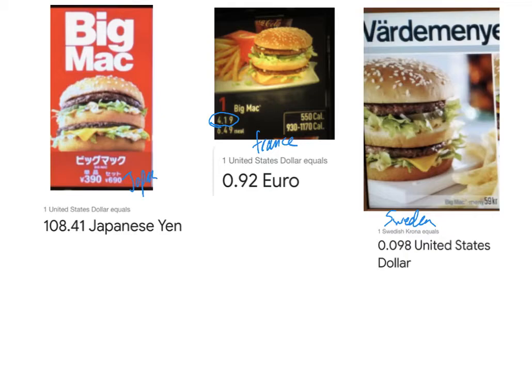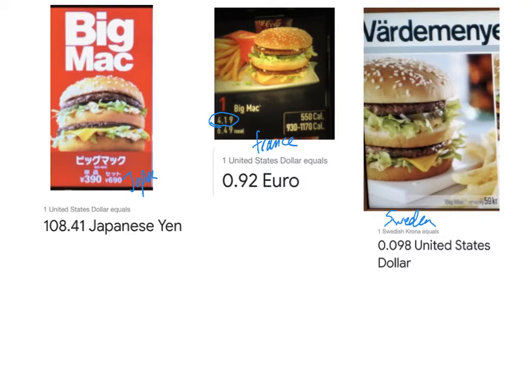And what we need in order to calculate this is the conversion rate, the exchange rate between these currencies. We already learned dimensional analysis, and we're going to use it in these situations to calculate how much these burgers cost in each of their respective countries. So first, let's start by thinking about this first one.